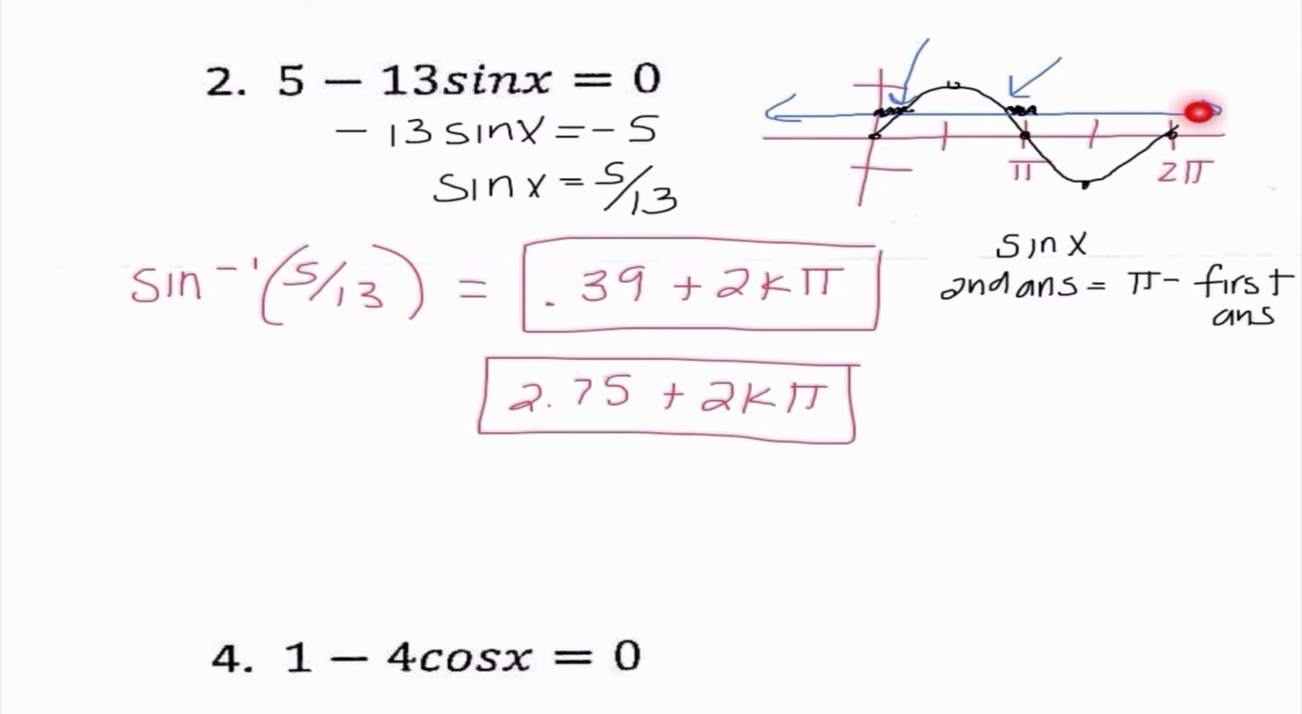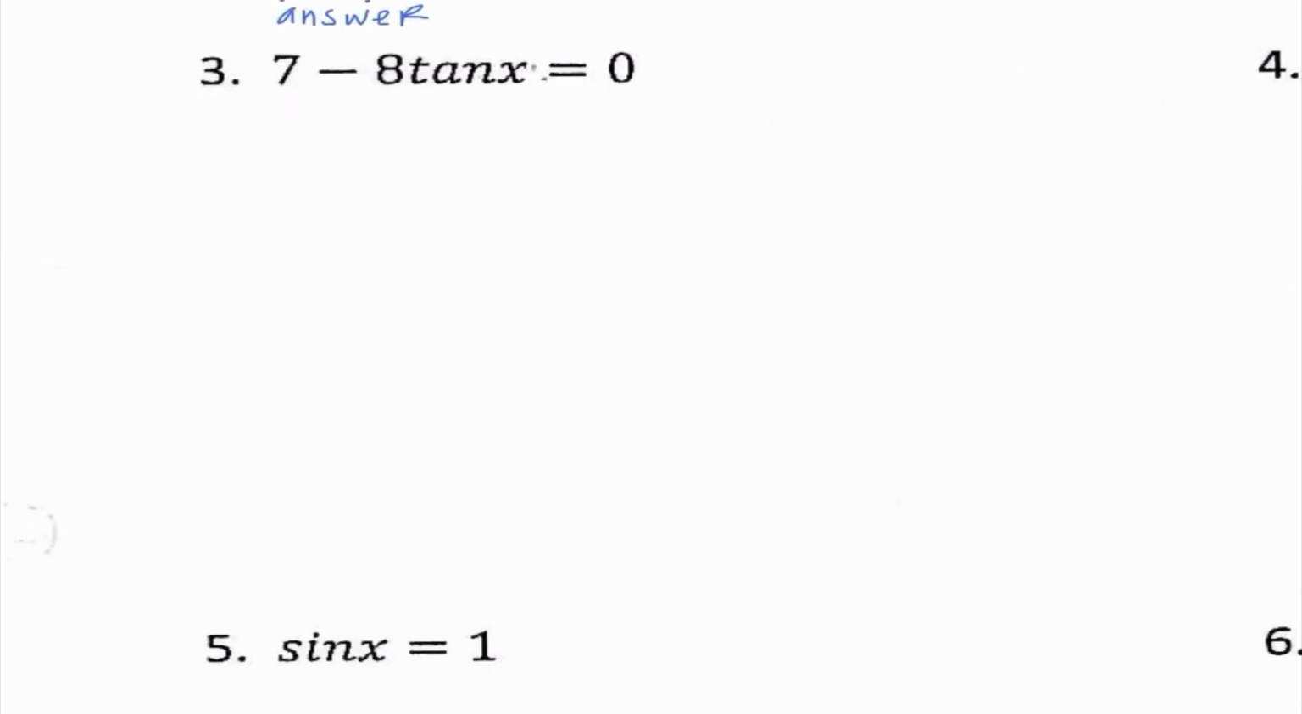Cosine, we have 2 answers. The second answer, we do 2 pi minus the first answer. For sine, we have 2 answers. To get the second answer, I do pi minus the first answer. Number 3, we're moving on to tangent.